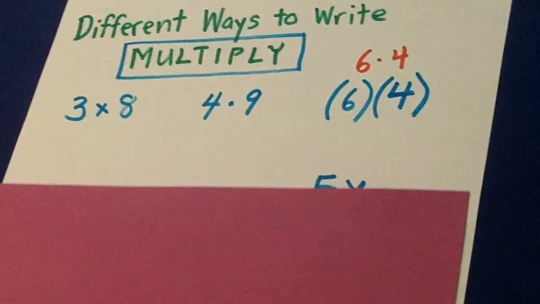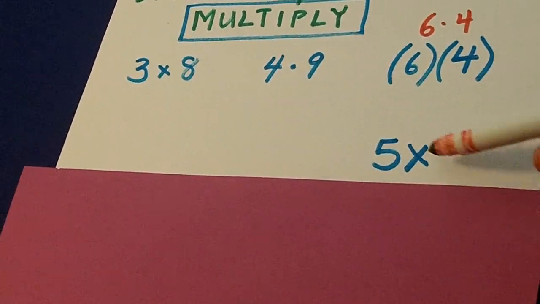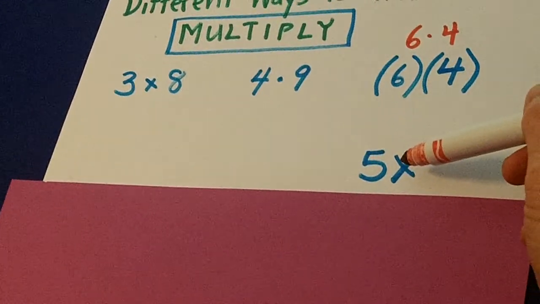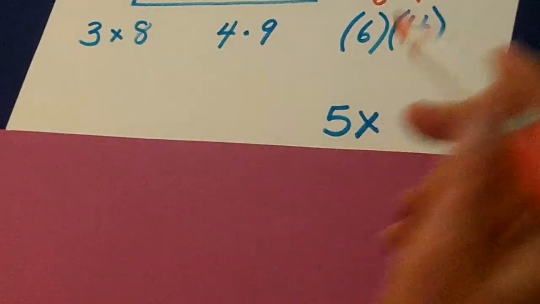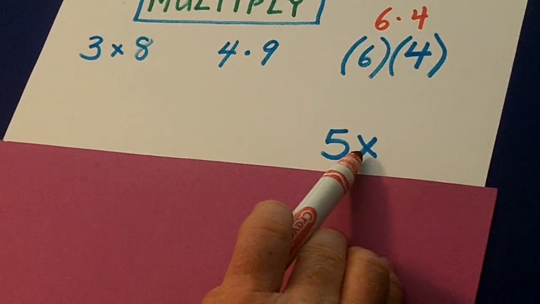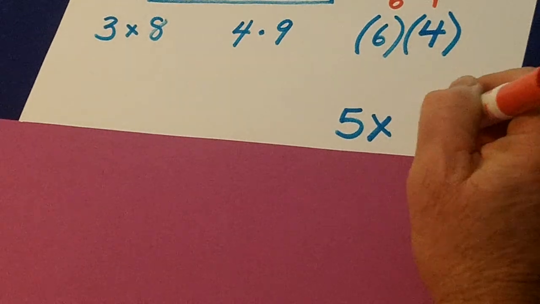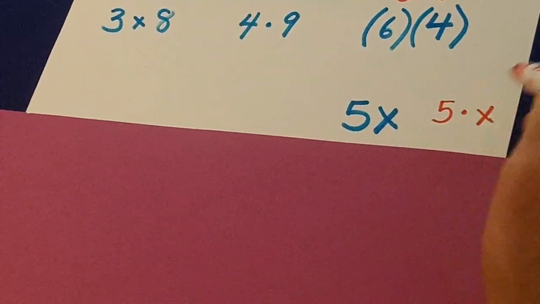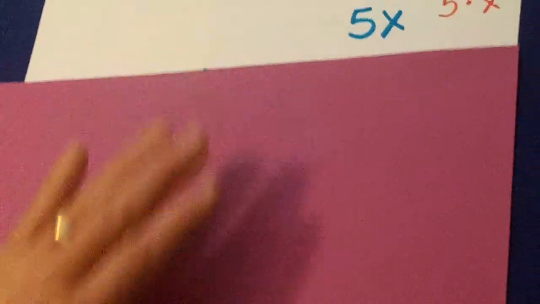Okay? And also, we will see something like this, where x is a number that we don't yet know about. 5 is next to it. There are no parentheses here, but a number next to a letter means 5 times x. 5 times x. Okay, and we'll see that much more in this unit.